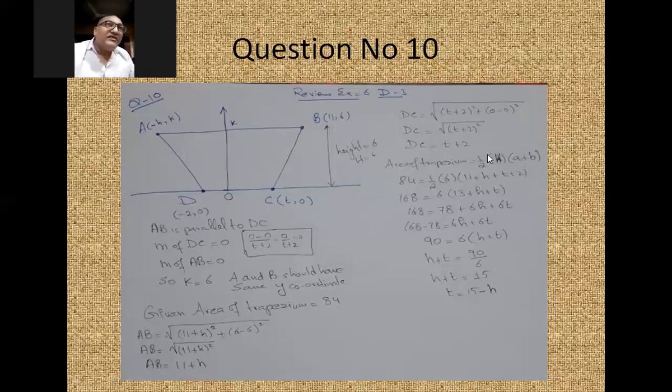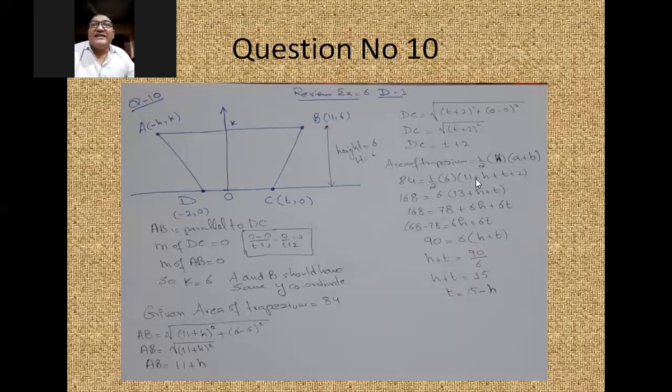You know that the area of the trapezium is 1 by 2 into height into sum of parallel sides. So these two are the parallel sides and this is the height. How do I know the height? You see here the y value is 0 and here the y value is 6. So this vertical height will be 6. So I know the area is 84.